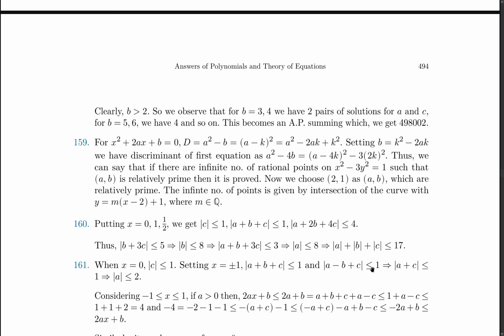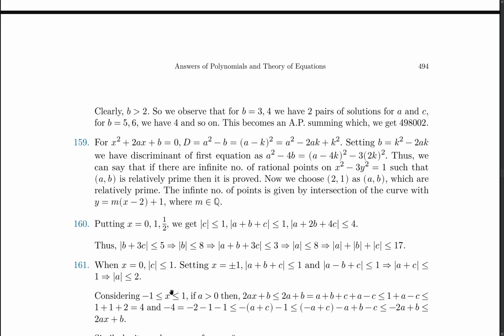Now what we conclude from these two is that |a + c| is at most 1, and therefore |c| is at most 2. Because our |c| is at most 1, we put it here. We get |a| is at most 2.